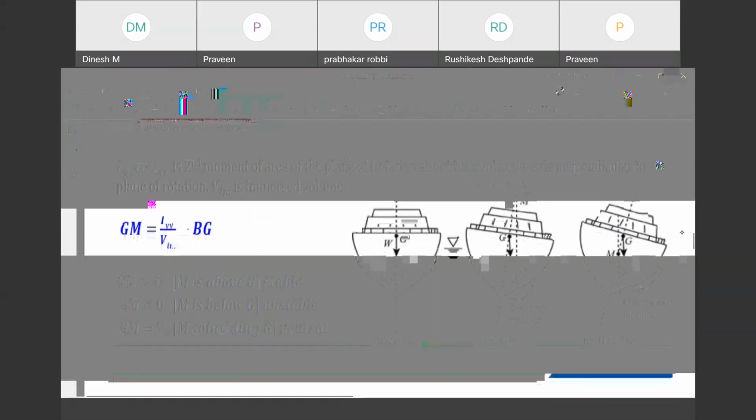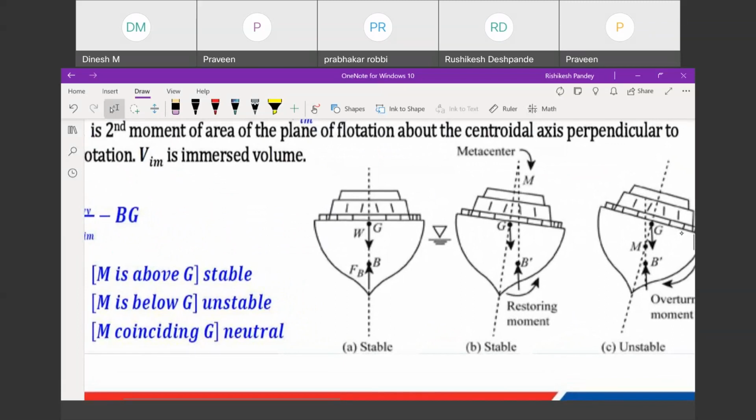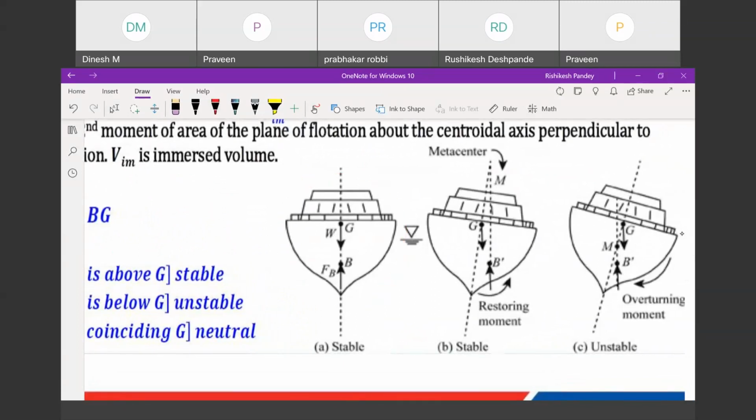So for that, let us understand from this figure. Let's say this is your boat, and this is the center of gravity G, where the weight is acting in downward direction. This is your center of buoyancy B, where the buoyancy force FB is acting. If it is in this condition, it is in equilibrium.